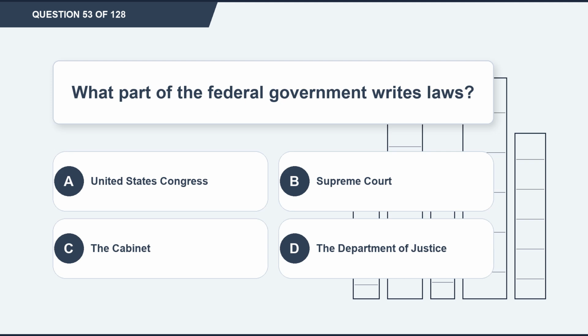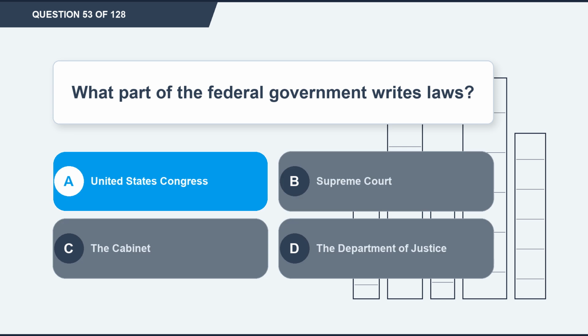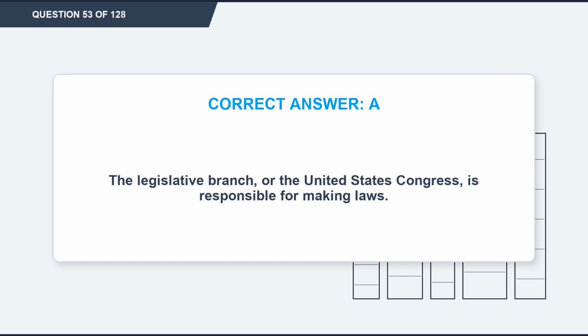Question 53. What part of the federal government writes laws? Option A, United States Congress. Option B, Supreme Court. Option C, the Cabinet. Option D, the Department of Justice. The correct answer is option A, United States Congress. Explanation. The legislative branch, or the United States Congress, is responsible for making laws.